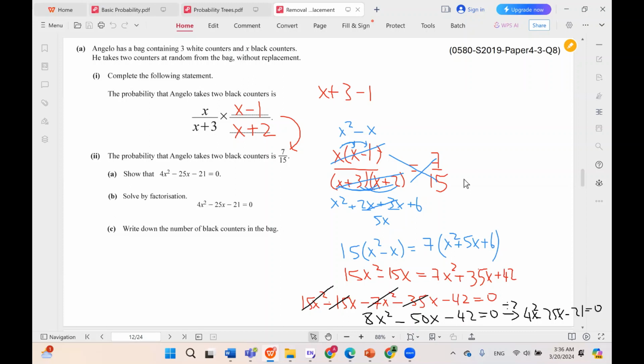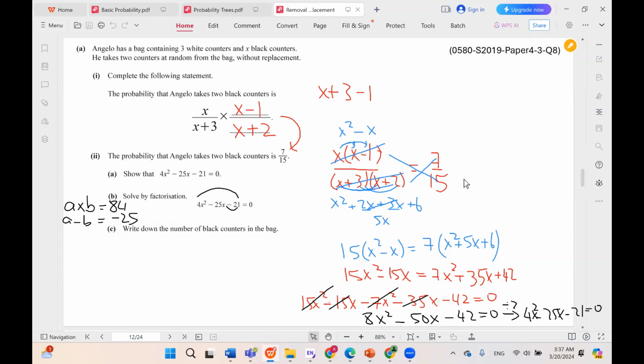In B, we are required to solve by factorization. So to solve by factorization, we must understand that we are looking for 2 numbers that are multiplied to give 4 times 21, which is 84, and then their difference, A minus B, gives us negative 25. So we need to look for 2 numbers that multiply to 84 and subtract to negative 25.